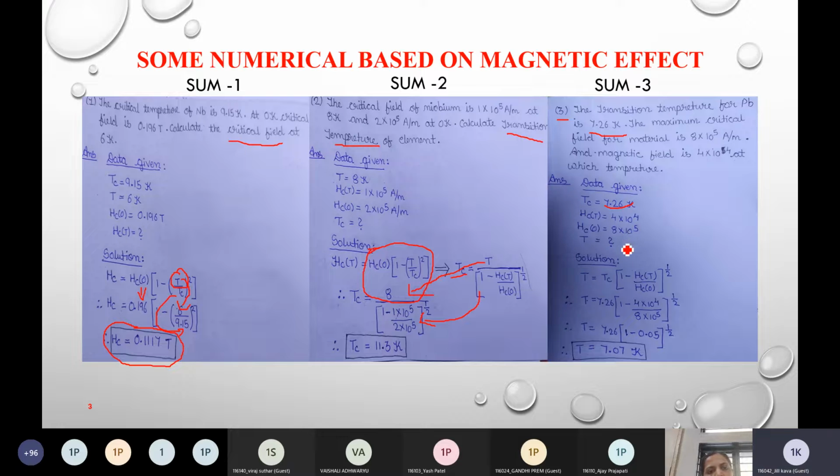So we have to find the temperature. By using this formula, T is equal to Tc times the square root of 1 minus Hc of T upon Hc of 0, and substituting all the values, Tc as 7.26, Hc of T as 4 into 10 to the power 4 and Hc of 0 as 8 into 10 to the power 5, we get T as 7.07.